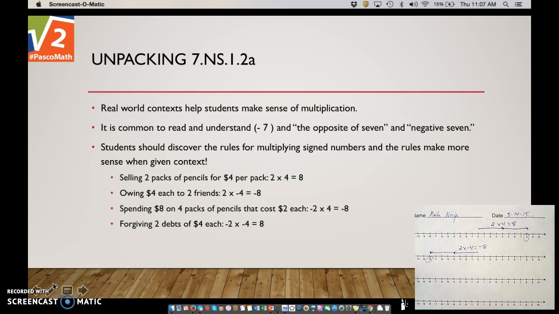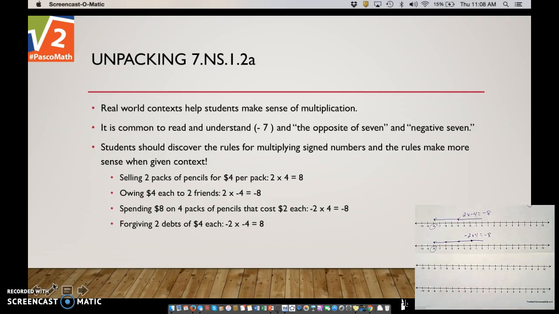Spending $8 on 4 packs of pencils that cost $2 each. Again, my first pack of pencils costs $2. My next pack costs $2. My next pack costs $2. And my final pack costs $2. And so I end up at -8. So I have -2, because that's how much each pack costs, times 4 packs, and I owe $8.